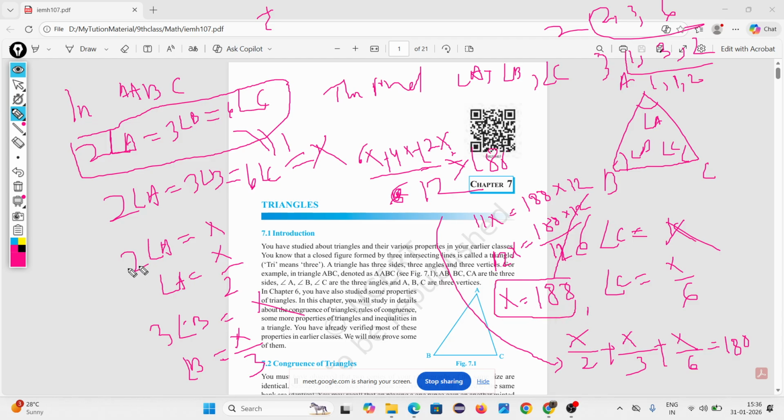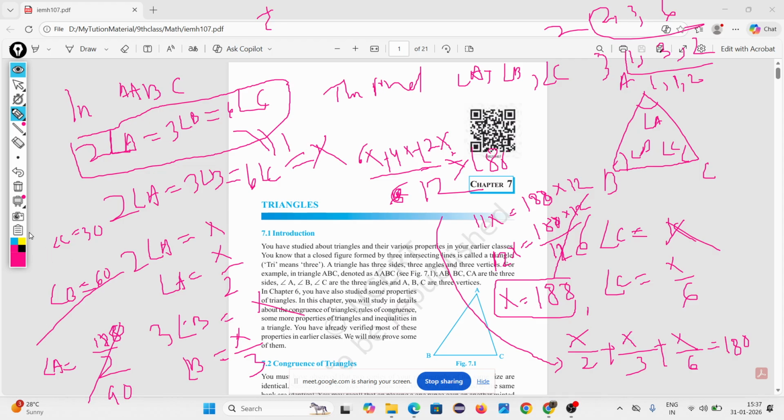Then if x equals 180, angle A equals 180 upon 2, that is 90 degrees. Then angle B equals 60 and angle C equals 30. You understand how to find the answer? Okay.